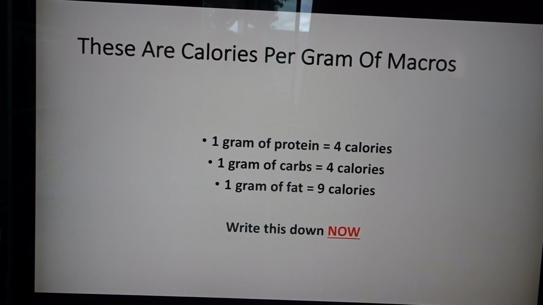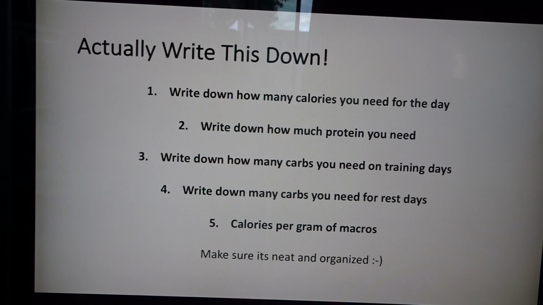Now, I want you to write this down. You're gonna need this. I'll give you some time to write it down. You can pause the video and let's go. Next step. I want you to write all of this down. Write down how many calories you need for the day. Write down how much protein you need.